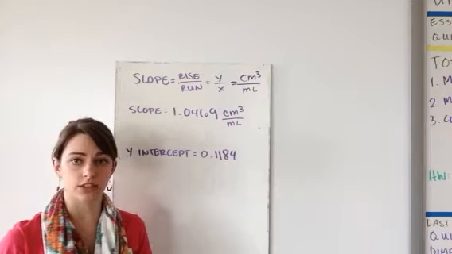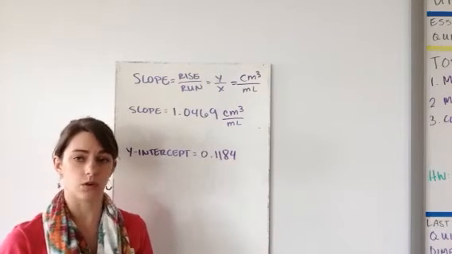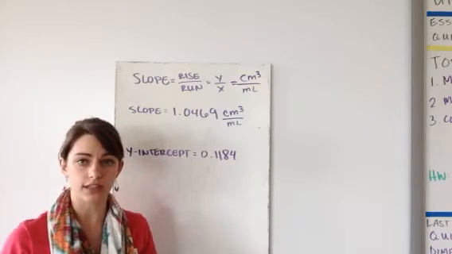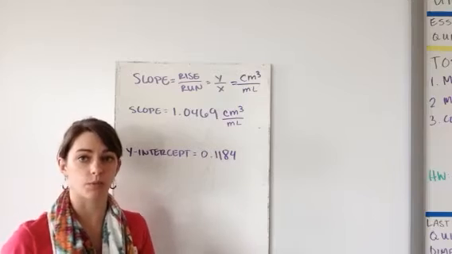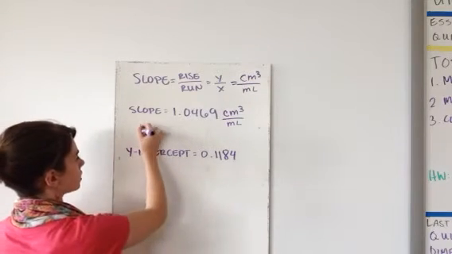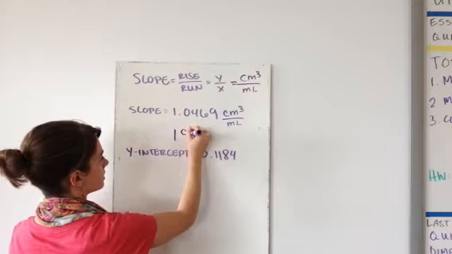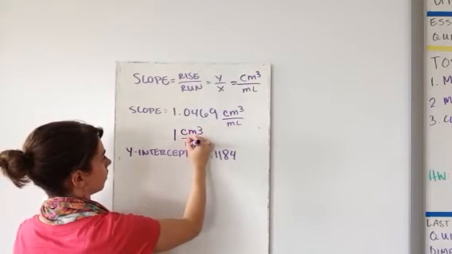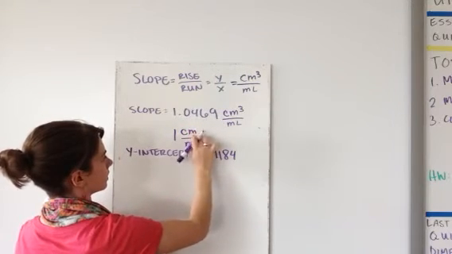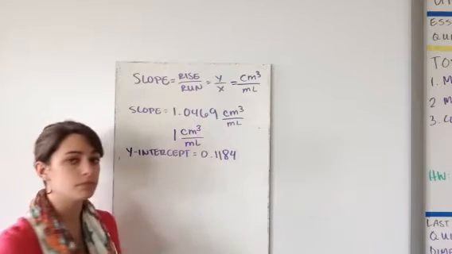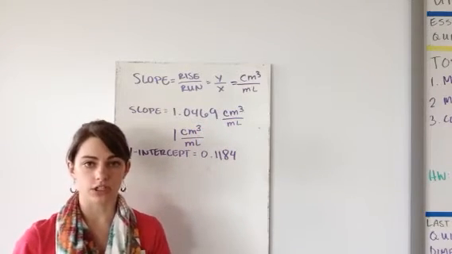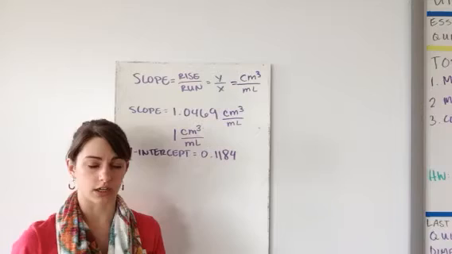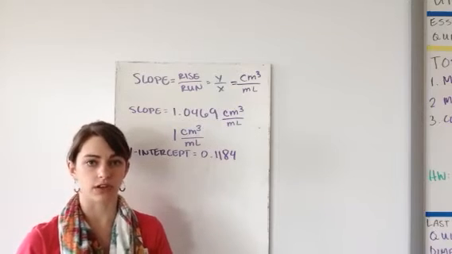Now you're probably thinking to yourself, that's really close to 1. And if we were perfect, if we measured everything perfectly, our slope would have been 1. We should have had a slope of 1 centimeter cubed over milliliters. Which means that 1 centimeter cubed is equal to 1 milliliter. They measure the same amount of volume.